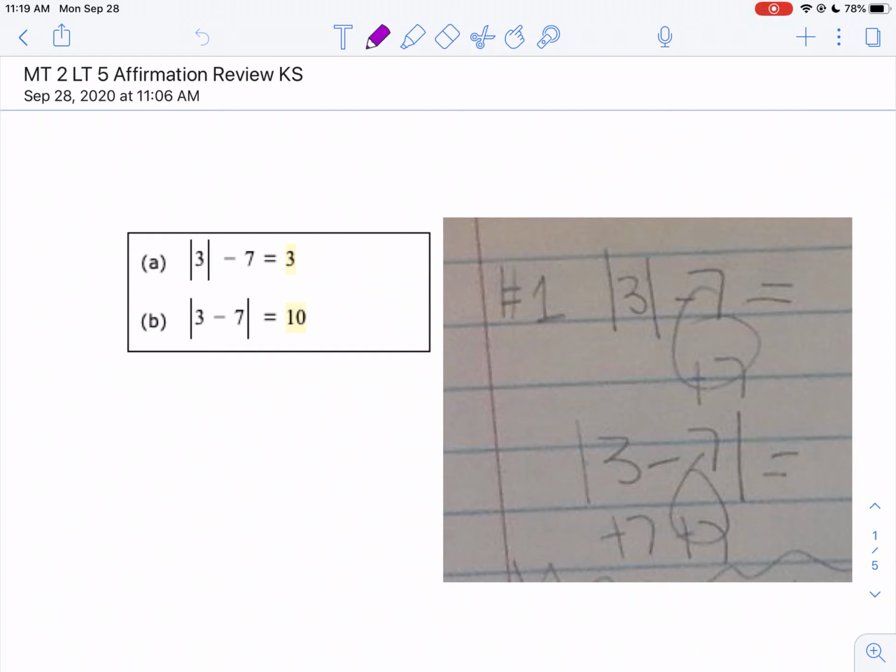Well, let's take a look at your MT2 LT5 affirmation. I'm sure the 0% was kind of disheartening. You didn't actually get a 0%, but the computer gave you a 0 because you didn't have any of the final answers correct, but you did have some work.